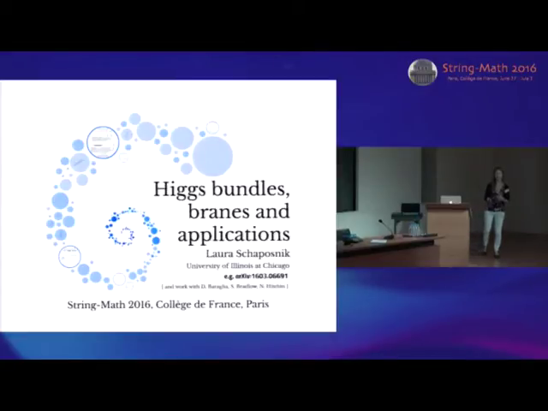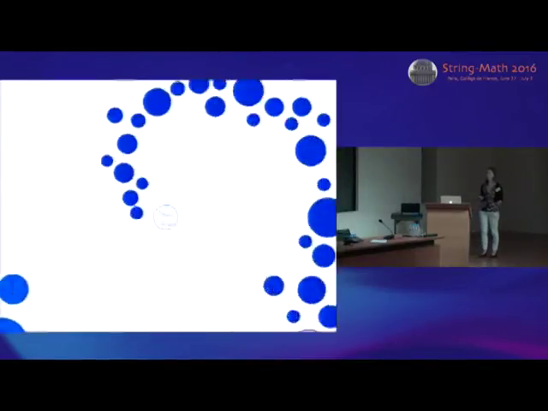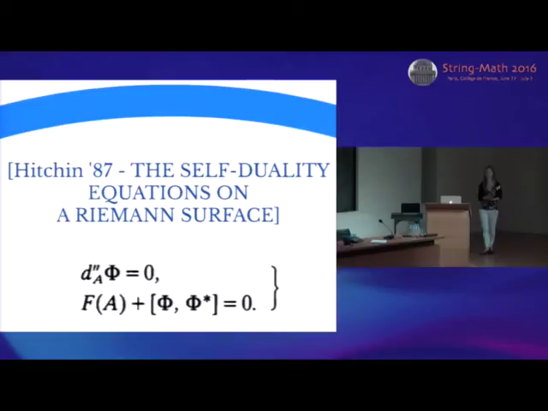Yesterday you heard from Richard Thomas about Higgs bundles on projective surfaces. Today we're going to look at Higgs bundles on projective curves, so 1 dimension lower. Higgs bundles were first introduced by Nigel Hitchin, and I hope you don't get dizzy. So back in '87, Hitchin was studying self-duality equations in 4 dimensions, and he reduced these equations to 2 dimensions on a Riemann surface, and he got these equations that you see here that now we know as Hitchin equations. They're equations for a connection, and the solutions of these equations are what we now call Higgs bundles.